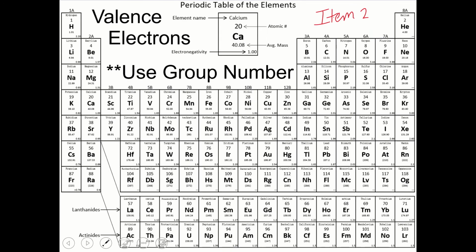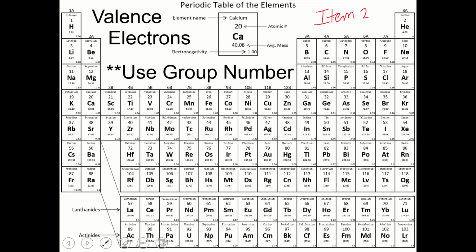Okay, so this is the periodic table that I will give you on your exams. Or if we're in person, this would be the periodic table that you would have. And so for the number of valence electrons, you're going to use the group number. The group number will correspond to the number of valence electrons on your periodic table.